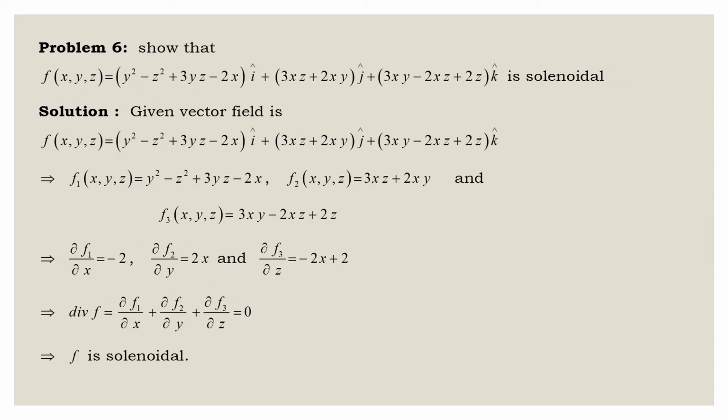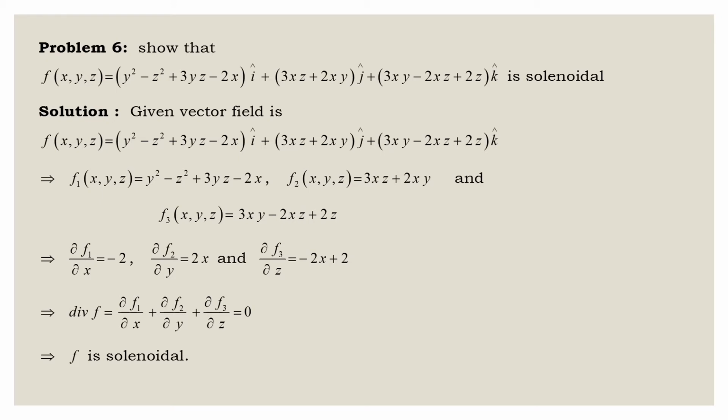Problem number 6. In this problem, a vector field f of x, y, z equals (y² − z² + 3yz − 2x) i cap plus (3xz + 2xy) j cap plus (3xy − 2xz + 2z) k cap is given. We have to show that this vector field is solenoidal. To prove that this function is solenoidal, we have to show that its divergence is 0.